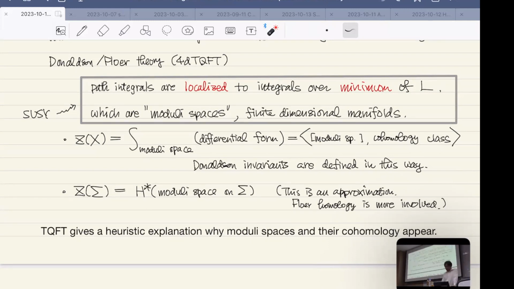As I said, this is the integration of a closed differential form over a finite-dimensional manifold. So I think it is natural to guess that the corresponding vector space should be the space of the cohomology group.